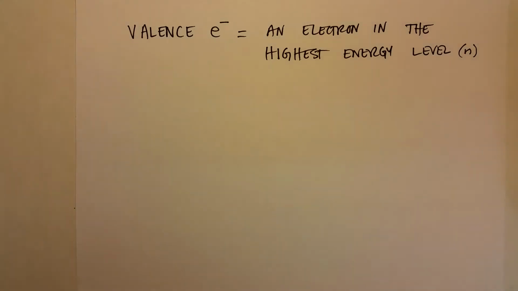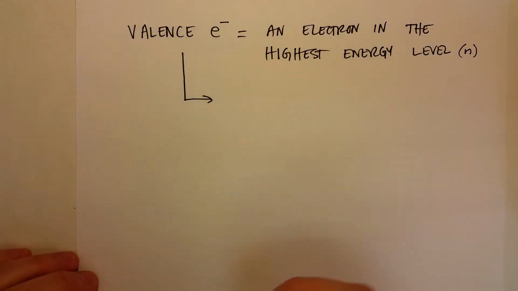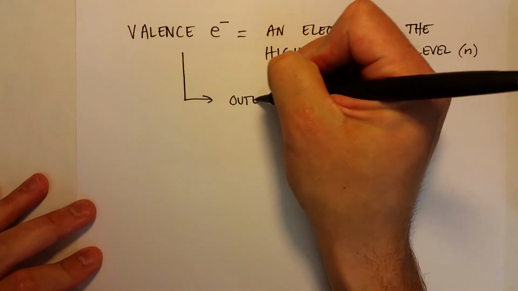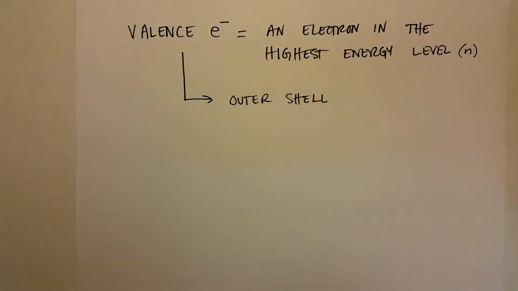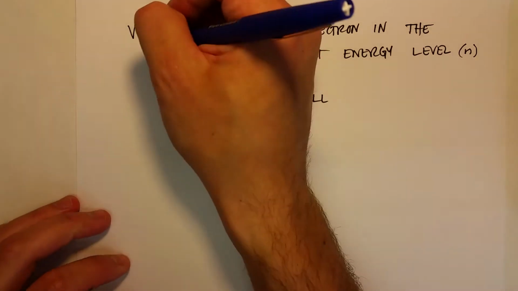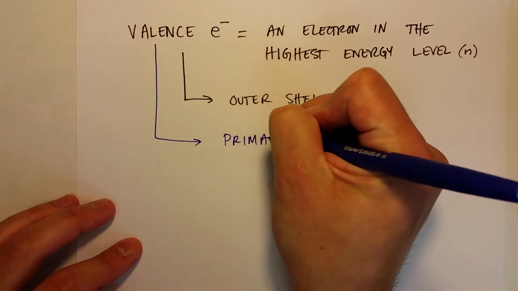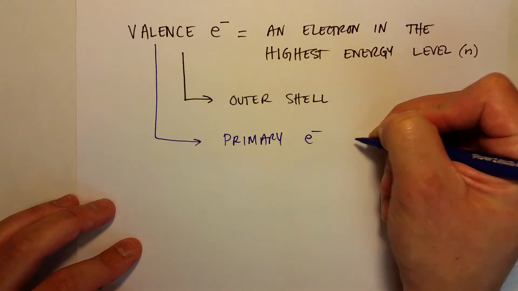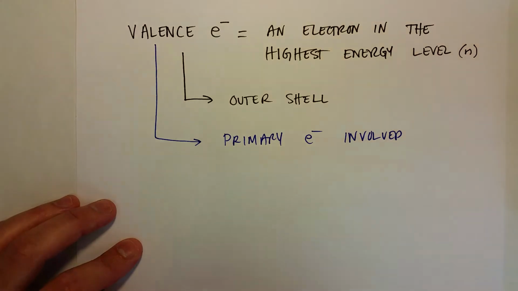The valence electrons, or electrons in the highest energy level, are the electrons on the outside of the atom. So they're sometimes called outer shell electrons, especially in older texts. They are called outer shell electrons because, again, they're furthest away from the nucleus. They're on the outside of the atom. And these are the electrons that are involved in chemical reactions. The primary electrons involved in chemical reactions. And that's why they're so important to us.